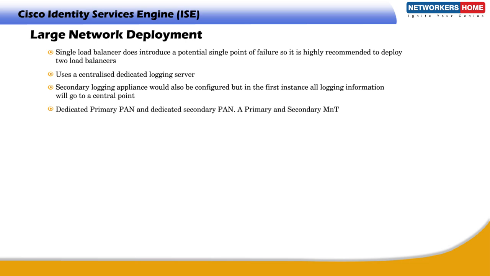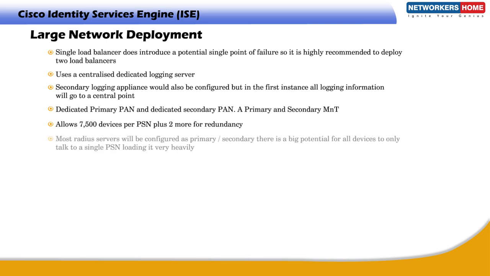The number of PSN nodes is scaled out depending on the number of devices on the network. Typically allow 7,500 devices per PSN plus 2 more for redundancy. Due to the standard configuration on switches, where most radius servers will be configured as primary or secondary, there is a big potential for all devices to only talk to a single PSN, loading it very heavily.